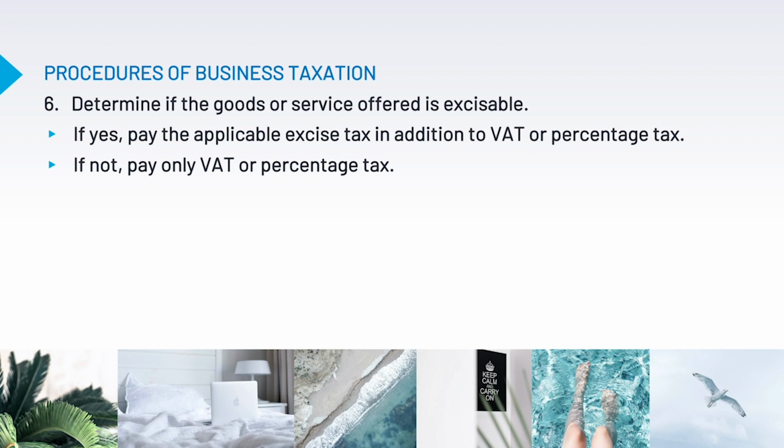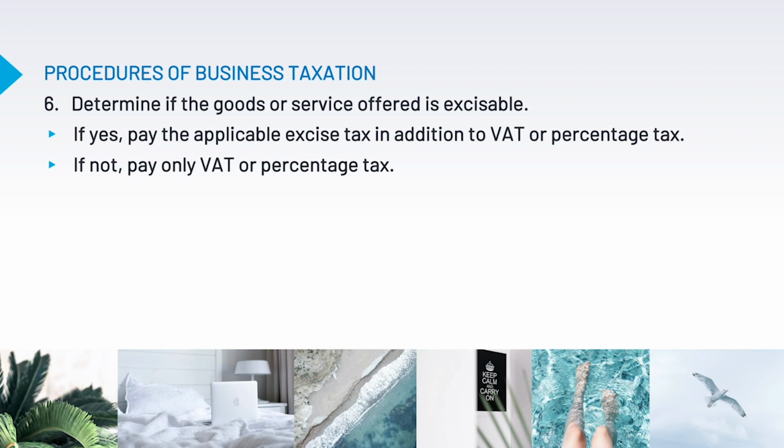Second to the last, determine the taxpayer registration type. If VAT registered, what amount do we remember? 3 million. If it exceeds 3 million, the taxpayer registers as a VAT registered individual. If below, or does not exceed 3 million, the person shall continue paying the 3% general percentage tax. And lastly, number 6, determine if the goods or service offered is excisable. If yes, then pay the applicable excise tax in addition to VAT or percentage tax. If not, pay only VAT or percentage tax.